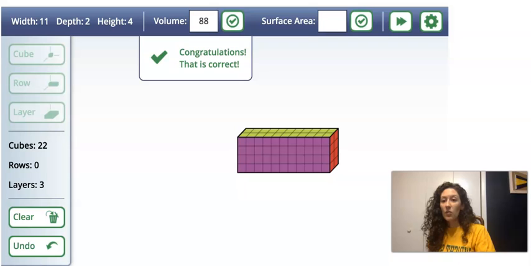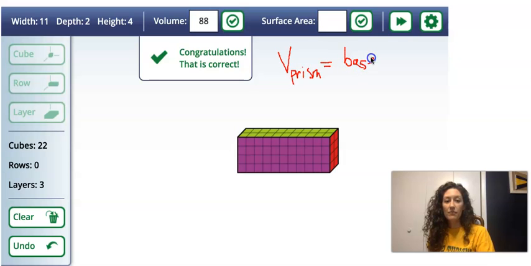Now let's take a look at what this would look like if we use the formula. So what I'm going to do is I'm going to write the formula for the volume of any prism. So remember, this is not just for rectangular prism. This volume formula, the first thing I'm going to write, works for every single prism. So I'm going to write base area, and be patient with me, it's a little bit hard for me to write with this writing tool they have. So base area multiplied by height. I'm just going to write a capital H for height.